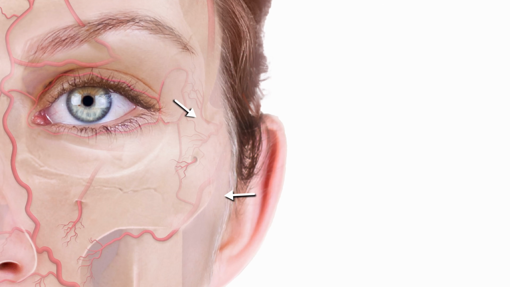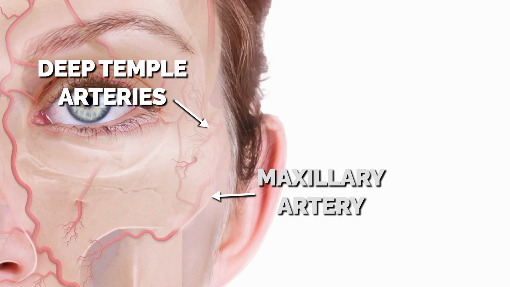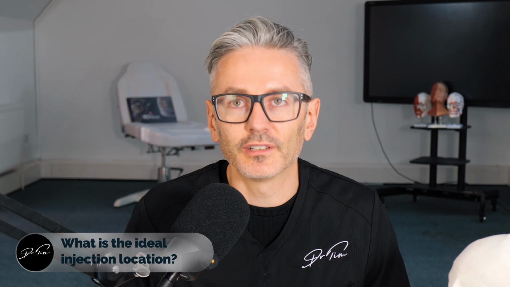So instead of going in and touching periosteum, if you're using a needle, you go underneath the periosteum, and then you're in that same zone where you've got the maxillary artery inferior to it, and potentially in the temple, you have the deep temple arteries to worry about. But these are all some way away from the angle. So aiming for that point, it's only a theoretical risk. It's only if you're way off course, and I'm sure most of you aren't, that you could end up in these particular areas. So what is the ideal injection location?